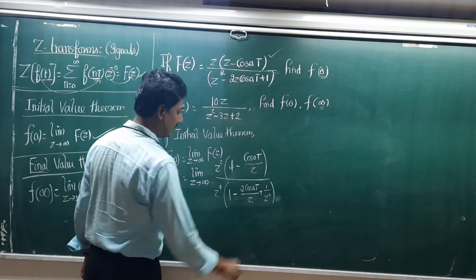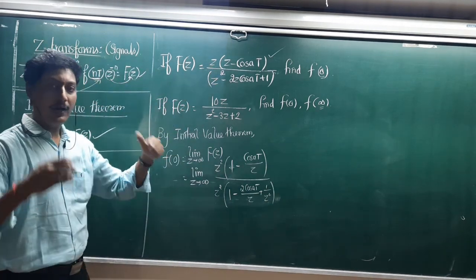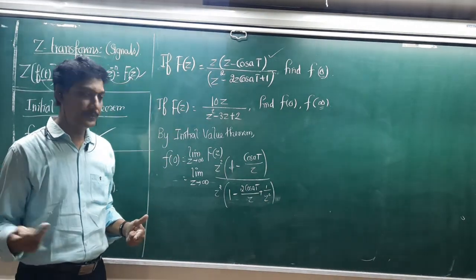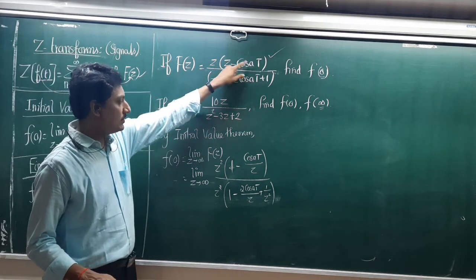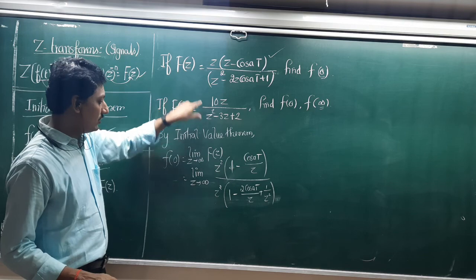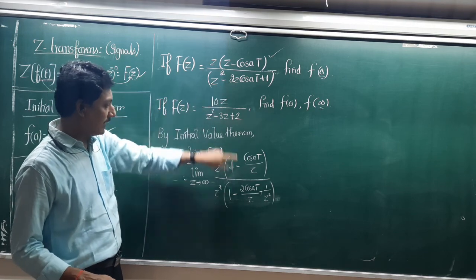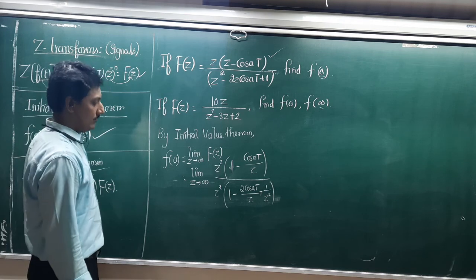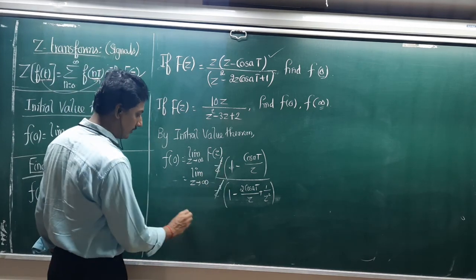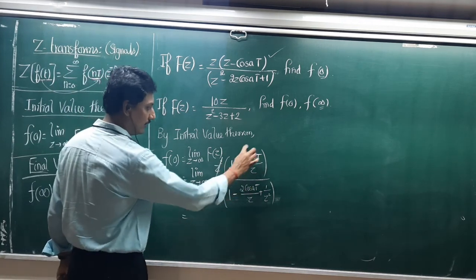So once I repeat this step, cancel the z term as much as possible, then apply the limit. By taking z outside, z square outside in the denominator, one z gets cancelled, so one z is retained in the numerator, and 1 by z square. Now cancel the z square. Now apply z tends to infinity. Anything by infinity?